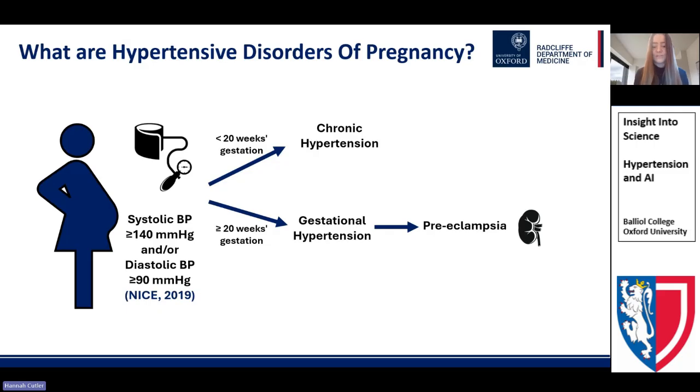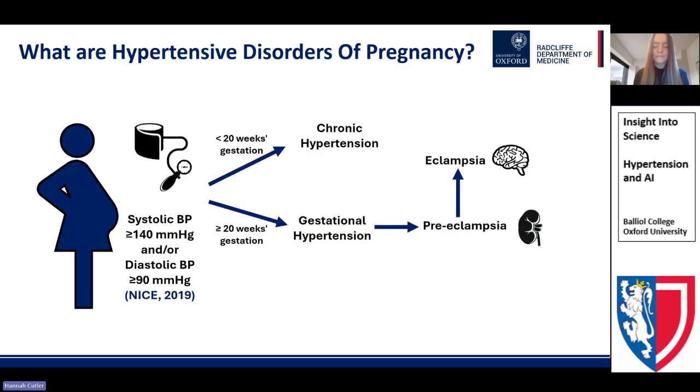Women who develop gestational hypertension can then go on and develop something called preeclampsia. So you might have heard of this. This is where they have high blood pressure, but they also have end organ damage. Particularly, it seems to occur in the kidneys. So they show high levels of renal markers, which are indicating some kind of dysfunction is going on.